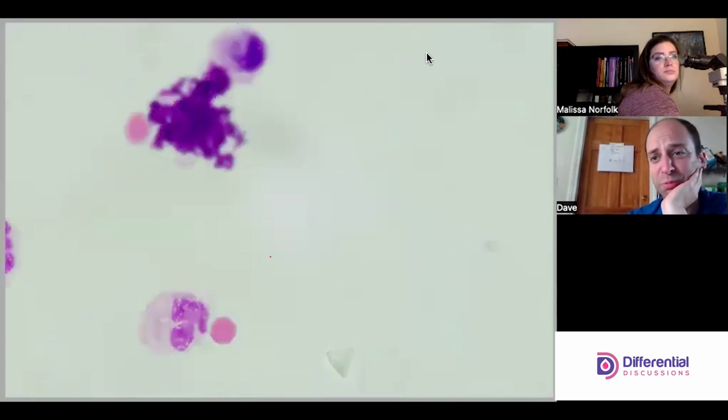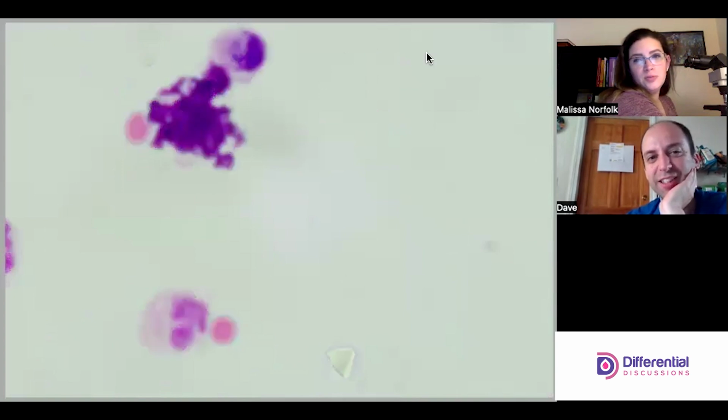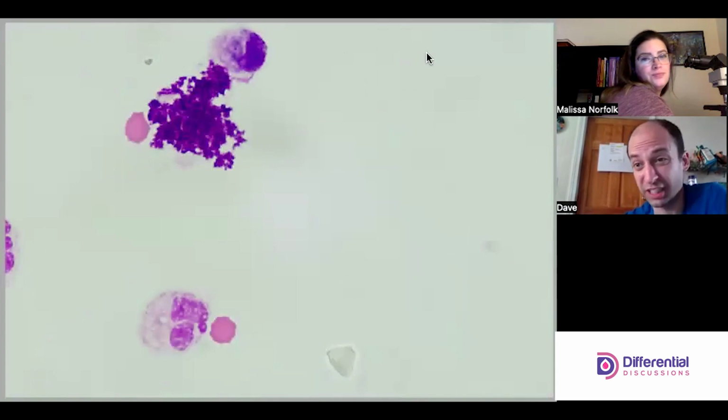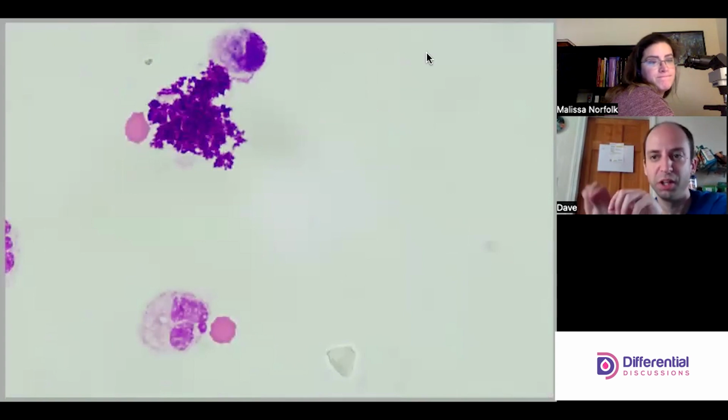Oh no, Melissa, what could this be? Any thoughts? Could be junk. A lot of times this is just junk stain precipitate. Our students and less experienced people might freak out about a clump of bacteria, but to me, there's not enough uniformity between the individual elements to really be bacteria. So I think that's just junk.